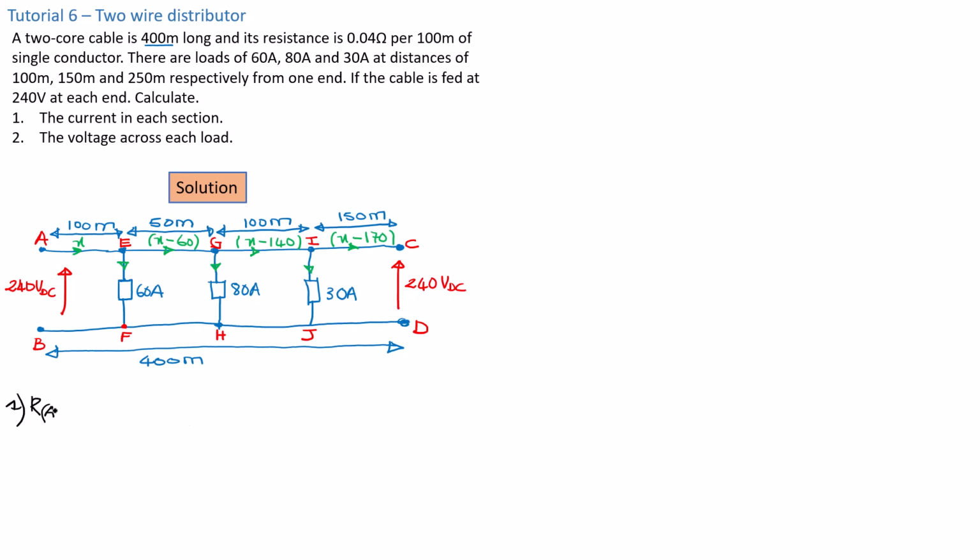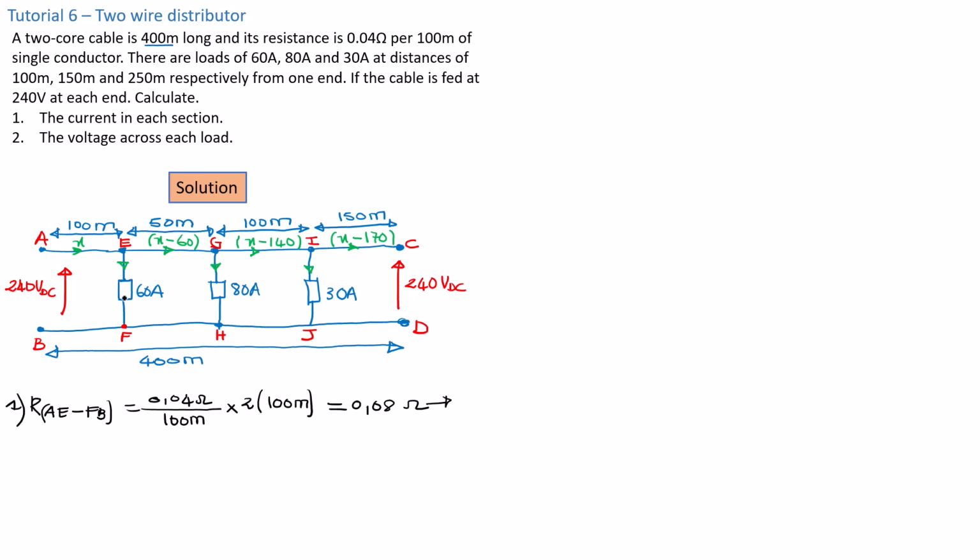sub AE to FB is going to be equal to 0.04 ohm per 100 meters times 2 times 100 meters. Why 2? Because it is 2 wires, one wire and the second wire, the positive and the negative wires, and this result is 0.08 ohm. So this is the resistance for that section.